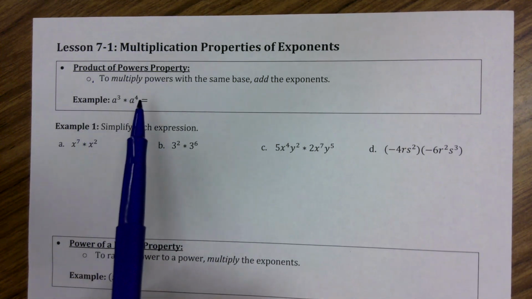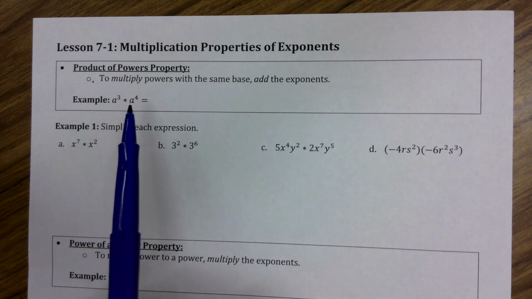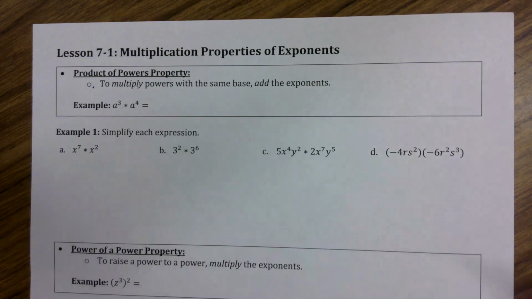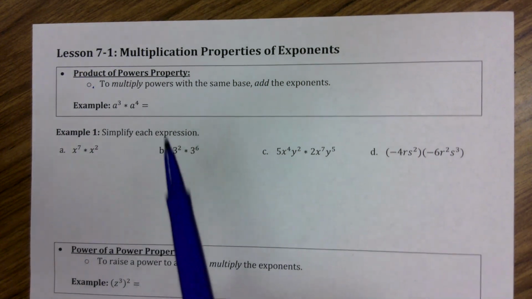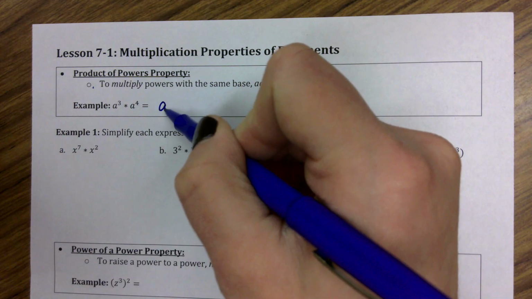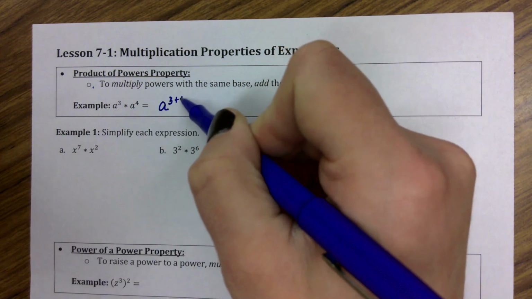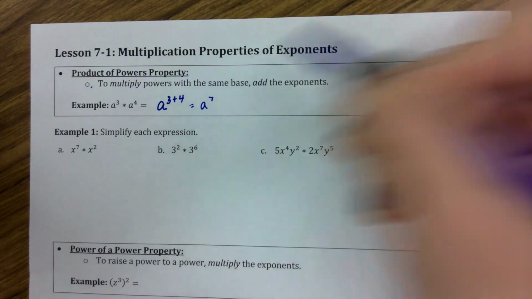Of powers. So we're going to multiply two terms with the same variable, raised to a power of 3 and a power of 4. It says to multiply powers with the same base, meaning this a, add the exponents. What they're saying is if I have the same base, I can rewrite the base and simply add the exponents. So that would be a to the 7th.